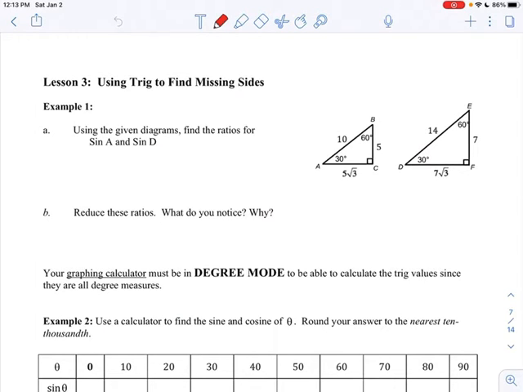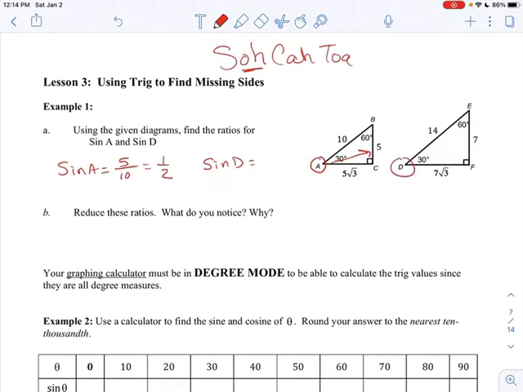So using the diagram, let's find the ratio of sine of A. I'm going to look at A, and remember SOHCAHTOA. Sine is opposite over hypotenuse. So the sine of A is going to be opposite, which is 5, over hypotenuse, which is 10, and that reduces to 1/2. And then I'm going to do the sine of D. Again, now I'm looking at D, and sine is opposite, which is 7, over hypotenuse, which is 14, which also reduces to 1/2.